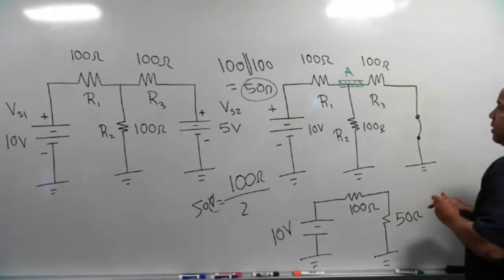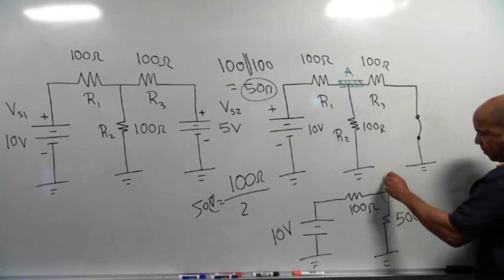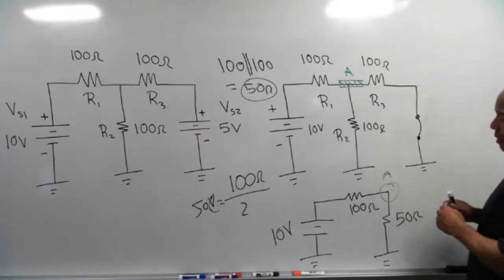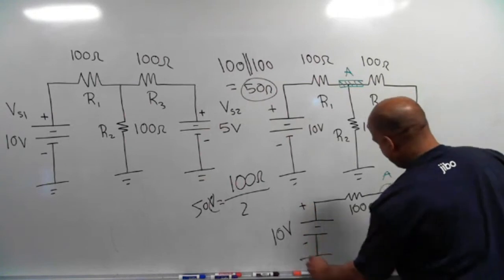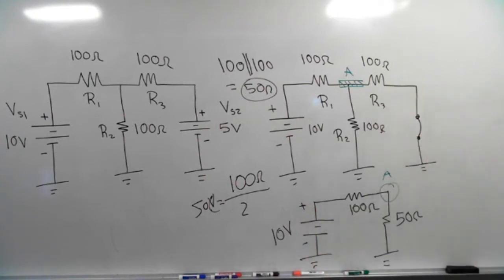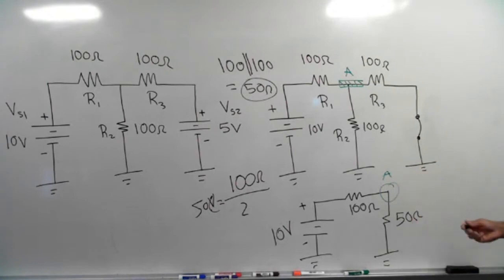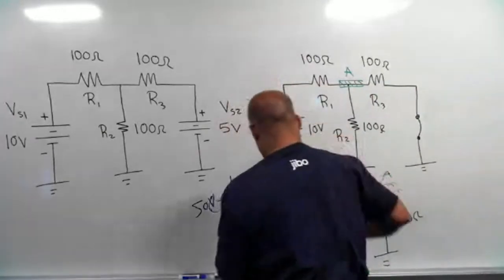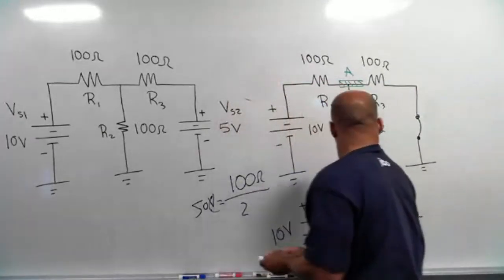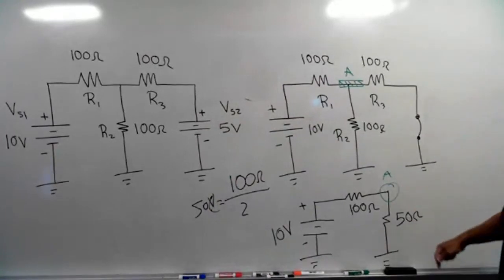And this node A now is right here. Node A. And so what I got to do is solve this circuit for the voltage across node A. We can use the voltage divider rule for that. Let me go to another colored marker. I want to know the voltage across the 50 ohm resistor.